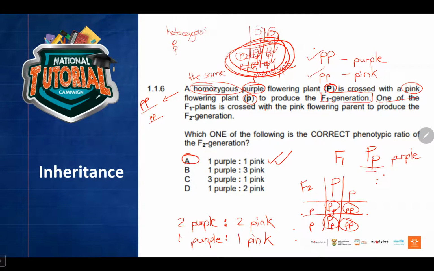Then they said one of the plants from the F1 generation, luckily they all looked the same, was crossed with a pink flowering parent, which we know must look like small letter p, and it produces the F2 generation, and they are asking us for the phenotypic ratio. And that was this question.